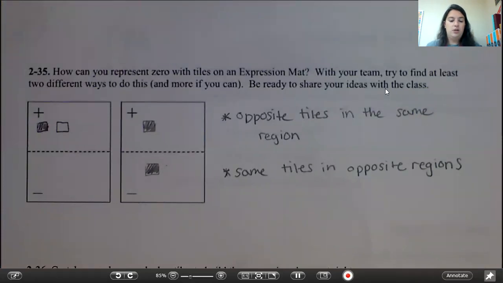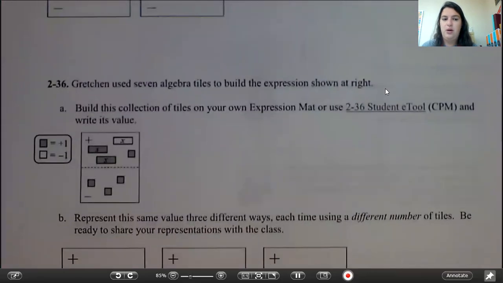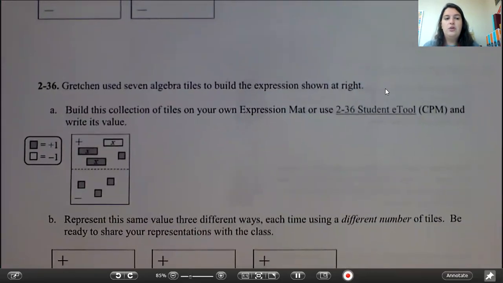We're gonna move on to our next problem, which is 236. So if you look down, it's right below. 236 says, Gretchen used 7 algebra tiles to build the expression shown at right. Build this collection of tiles on your own expression mat or use the 236 student e-tool and write its value. That's all of part 1 or part A. So I'm going to have you pause the video right here and write the value.